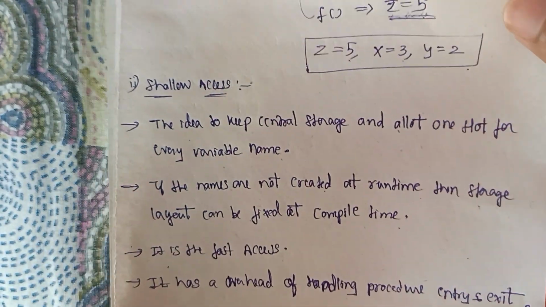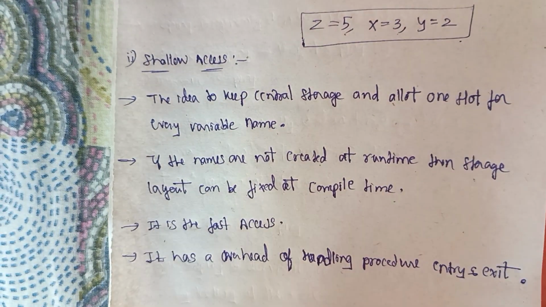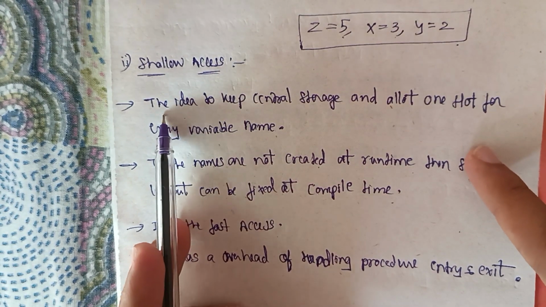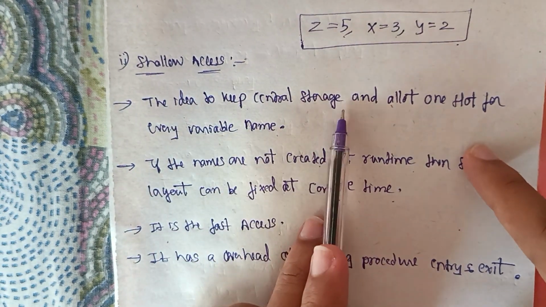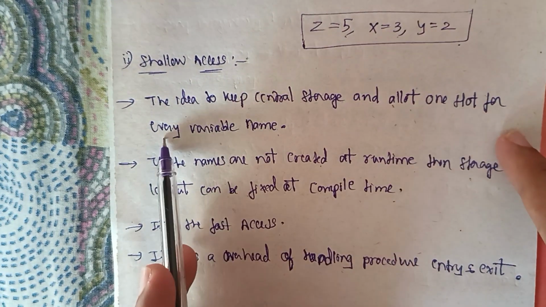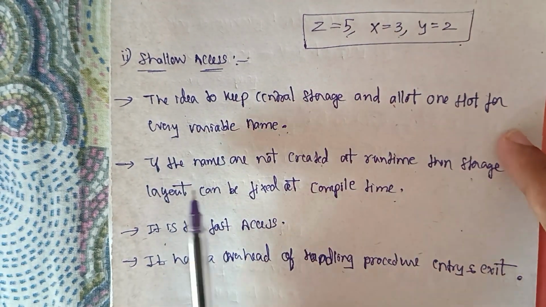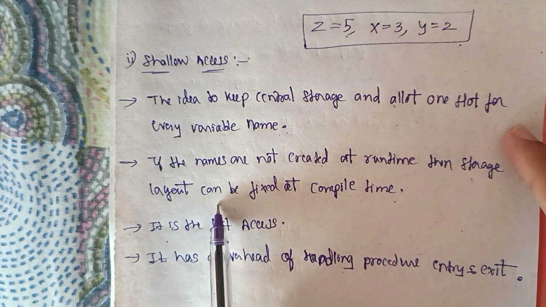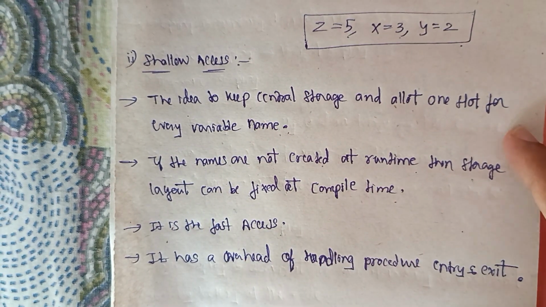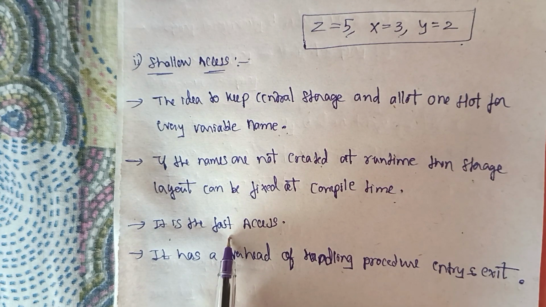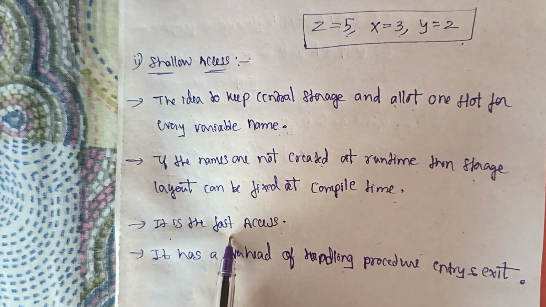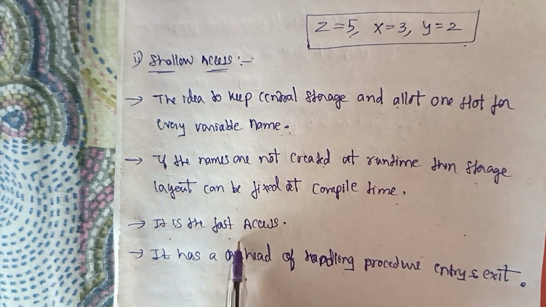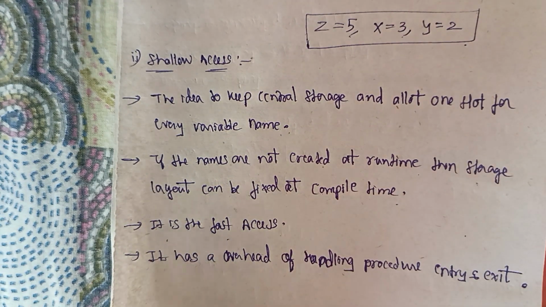Now let us consider shallow access. The idea is to keep a central storage and allocate one slot for every variable name. If the names are not created at runtime, then the storage layout can be fixed at compile time. Shallow access has very fast access. So this is about deep access and shallow access of the dynamic scope.